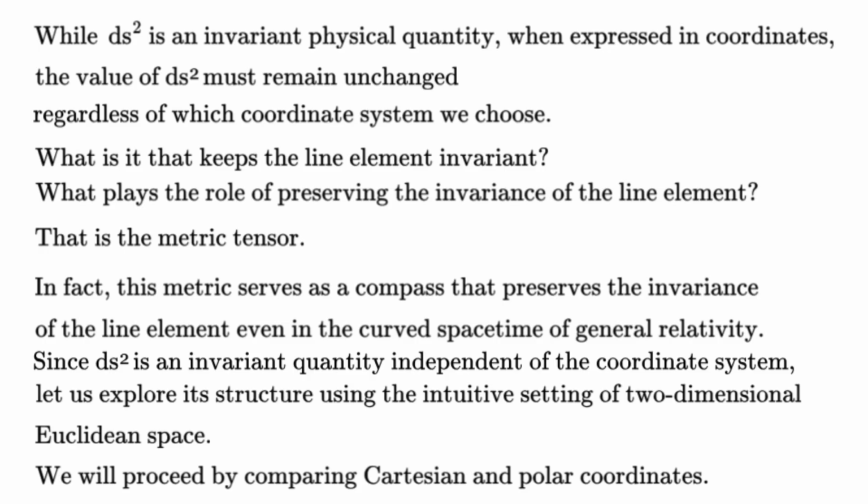In fact, this metric serves as a compass that preserves the invariance of the line element even in the curved spacetime of general relativity. Since ds squared is an invariant quantity independent of the coordinate system, let us explore its structure using the intuitive setting of two-dimensional Euclidean space. We will proceed by comparing Cartesian and polar coordinates.